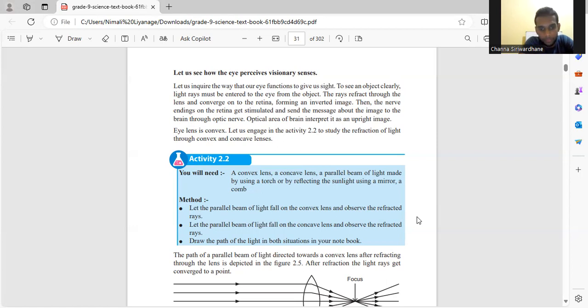A comb also. The method: let the parallel beam of light fall on the convex lens and observe the refracted rays.